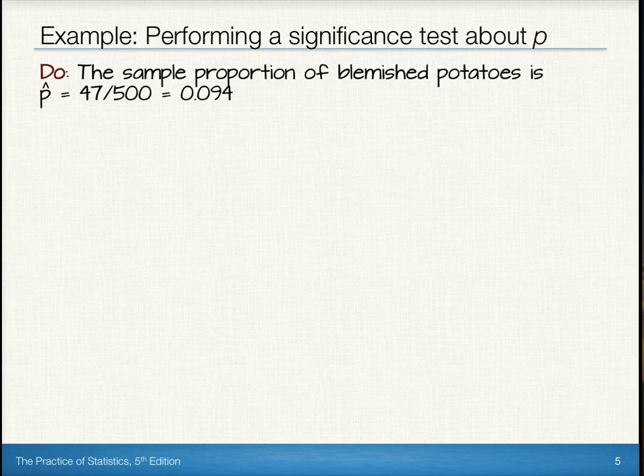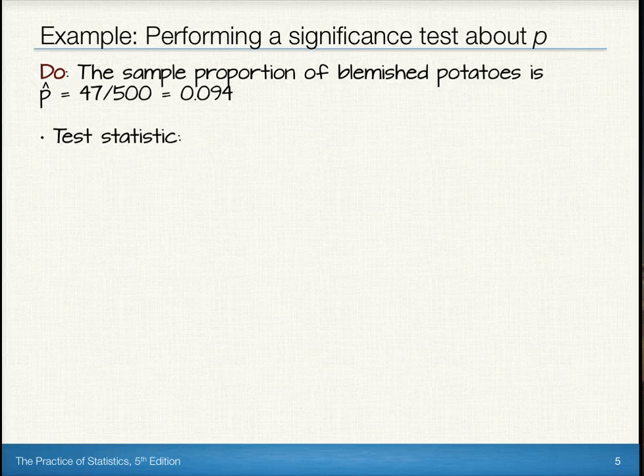Next, we'll finally do the problem. Now note the sample proportion of blemished potatoes is p-hat equals 47 out of 500, or about 9.4%, 0.094. Now that's greater than our null hypothesis of 8%, but we have to determine if that's great enough to be considered significant evidence against that null.